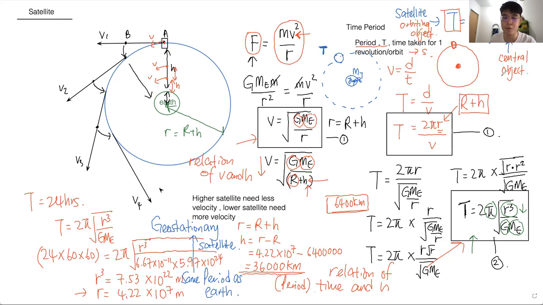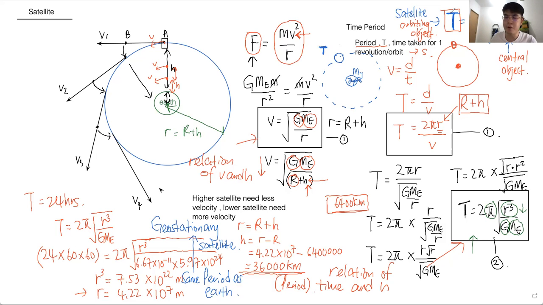Or I can use it to calculate the period of the Earth orbiting around the Sun. In that case, the Sun would be the central object. And using this formula, the answer for the T would be the period of the Earth. So it depends on the context. It is not always M E.